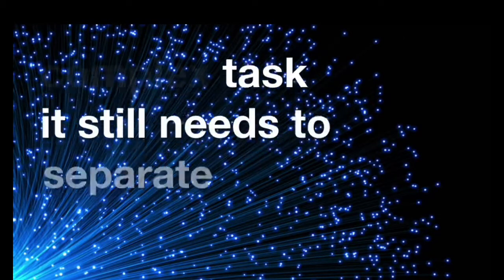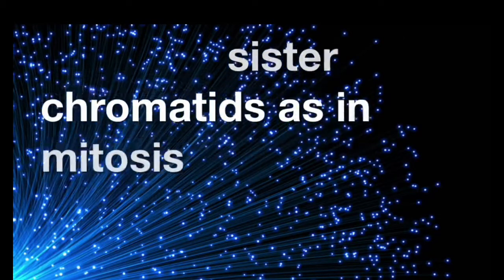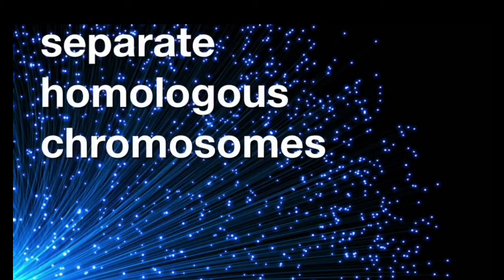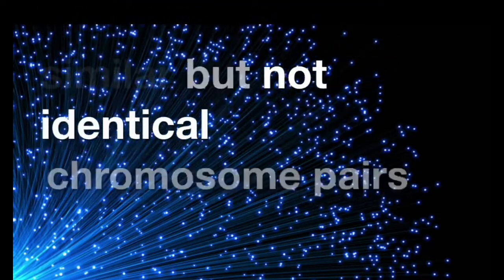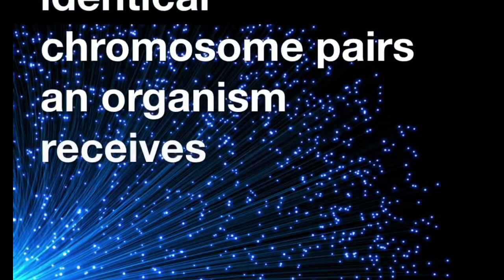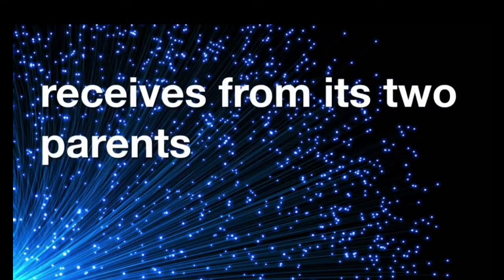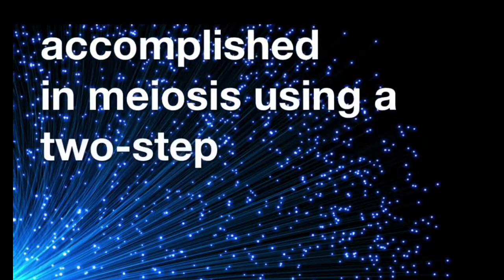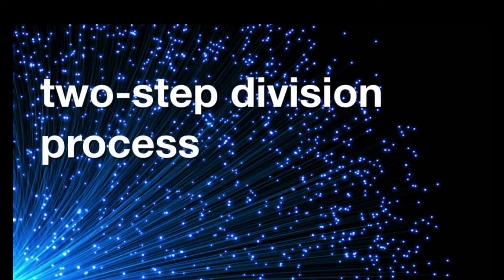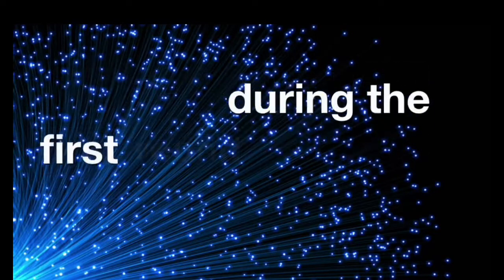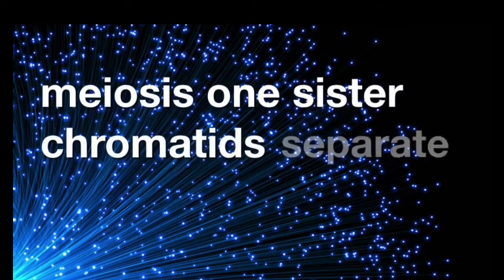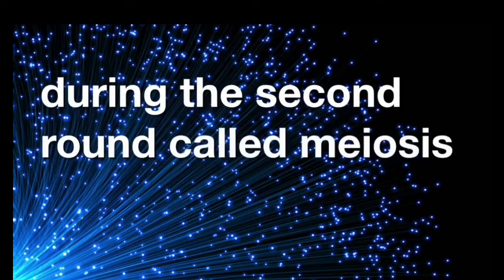It still needs to separate sister chromatids, as in mitosis, but it must also separate homologous chromosomes, the similar but not identical chromosome pairs an organism receives from its two parents. These goals are accomplished in meiosis using a two-step division process. Homologous pairs separate during the first round of cell division, called meiosis 1. Sister chromatids separate during the second round, called meiosis 2.